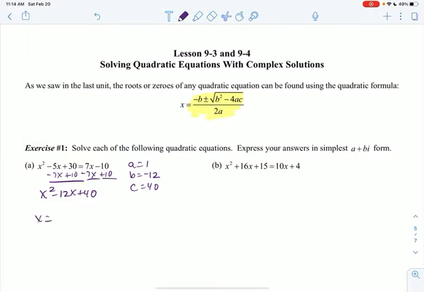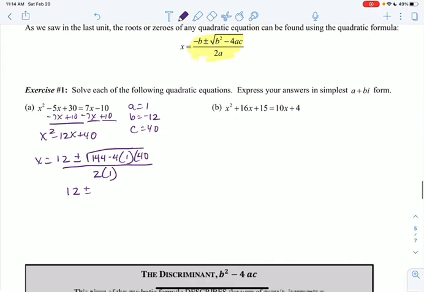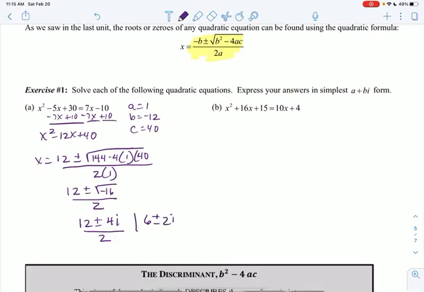So I'm going to have x equals negative b, so that's going to be 12, plus or minus the square root of b squared, so negative 12 squared is 144, minus 4 times a times c, all of that under the radical, over 2a. And a is 1. So I have 12 plus or minus the square root of 144 minus 4 times 1 times 40, which is 160, so 144 minus 160 is negative 16, over 2. The square root of 16 is 4, but I have a negative, so that's going to be 12 plus or minus 4i over 2. Now, all of these are even numbers, so I can divide everything by 2. So I'm going to have 6 plus or minus 2i, and that's my solution.